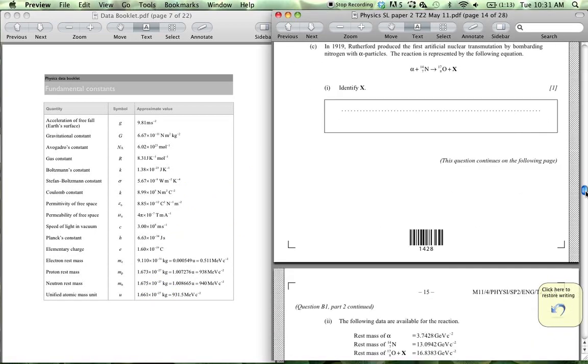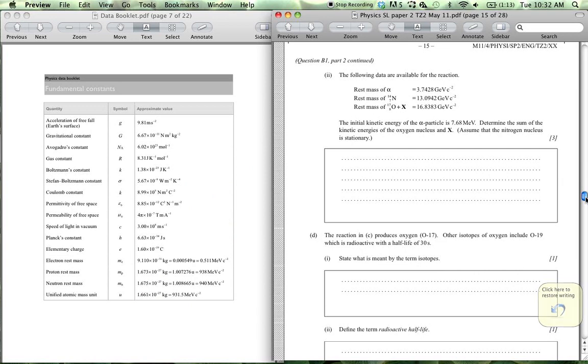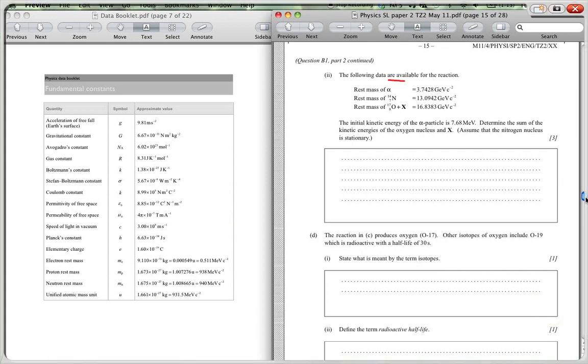Going over the page. It says here the following data are available for this reaction. Let me just rewrite the reaction here. So you've got your alpha plus your nitrogen goes to your oxygen plus your X. And you're given your masses here. And you're also told that the initial kinetic energy of the alpha particle is 7.68 MeV. Determine the sum of the kinetic energies of the oxygen nucleus and your X particle. Assume that the nitrogen nucleus is stationary. So basically we've got energy conservation.